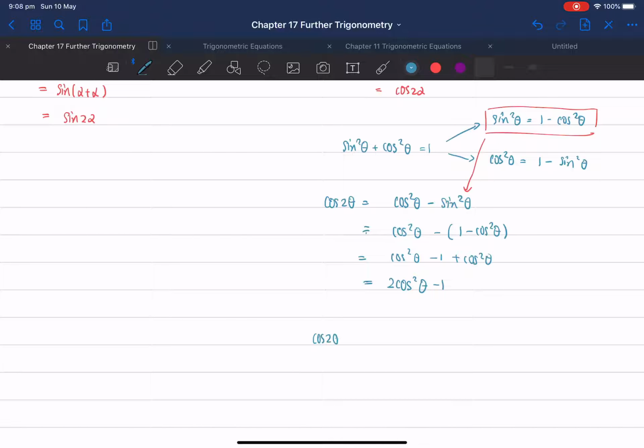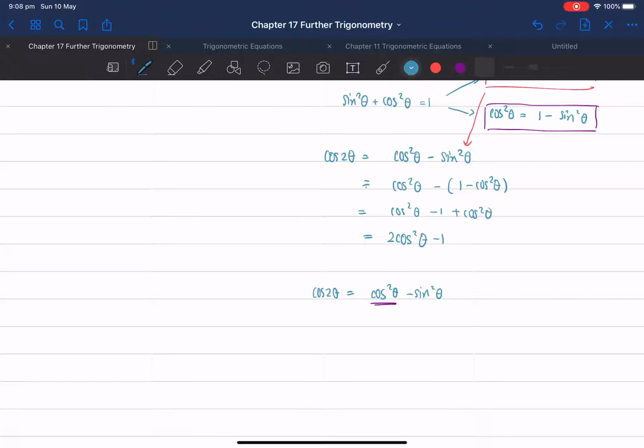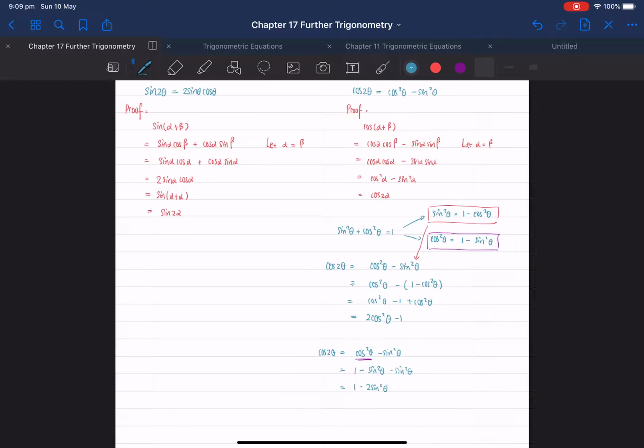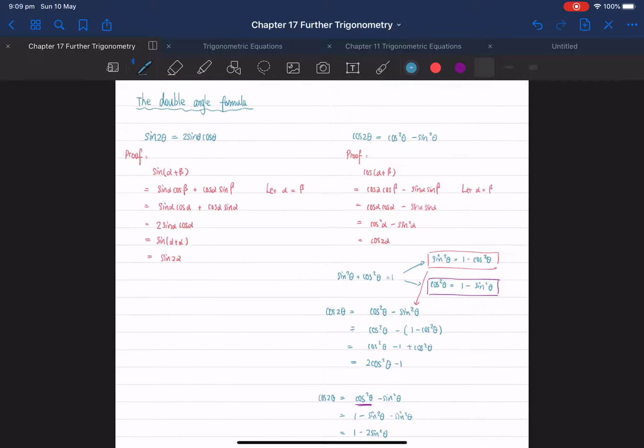Now let's just prove the other one. Instead of replacing the sine squared theta, this time I'm going to replace the cosine squared theta into here. If we replace that, let's see what we have. We're going to have 1 minus sine squared theta minus sine squared theta, and that gives you 1 minus 2 sine squared theta. So that becomes another double angle formula for cosine 2 theta.